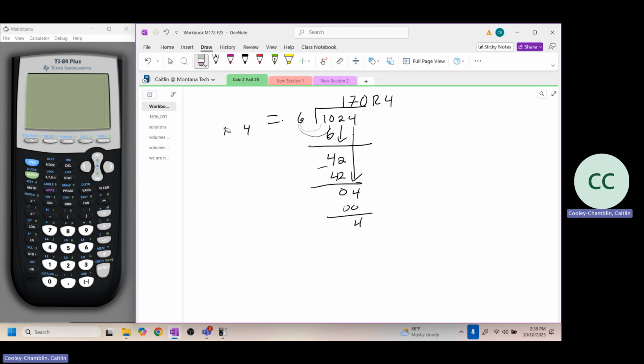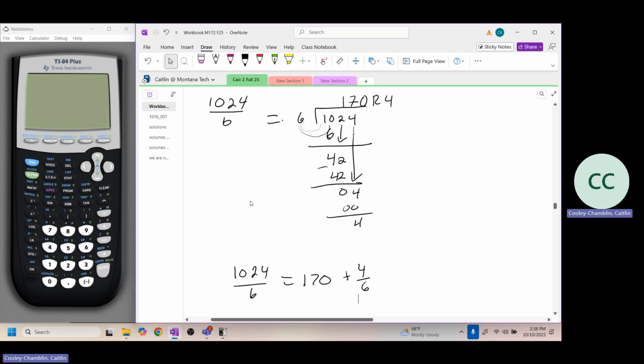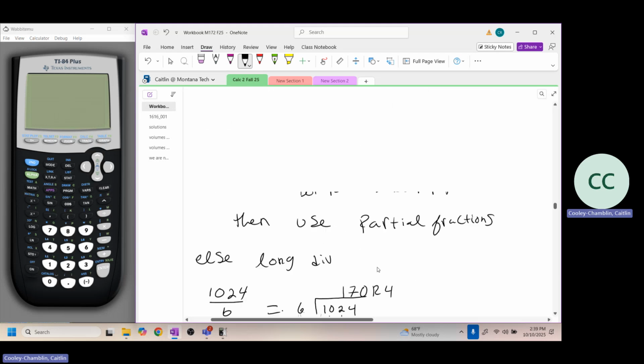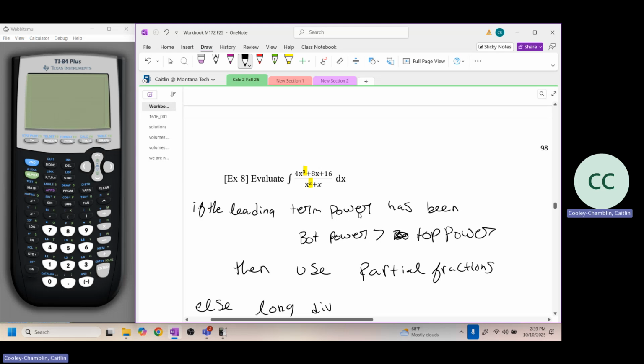I wrote that initial one completely wrong. 1024 divided by 6. There we go. And so 1024 divided by 6 is really 170 plus 4 over 6. Going back to our algebra days, and I'm sorry I wrote that wrong, but now it's corrected. Everything's good. Okay, so we are going to use long division on this.